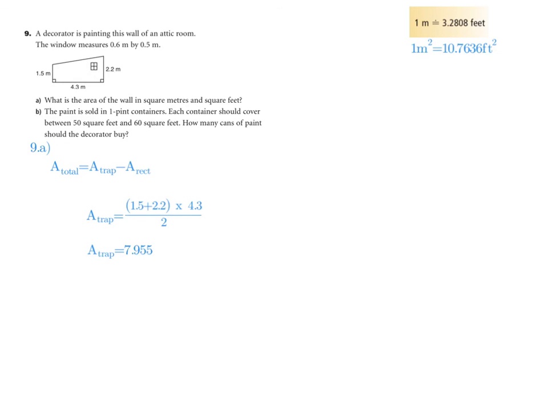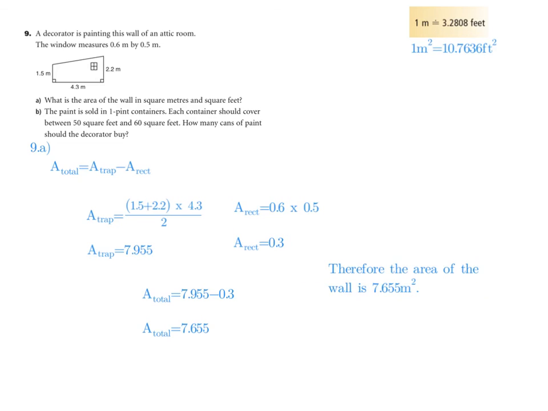Now we have to subtract the area of that little window, which is 0.6 by 0.5. Well, 6 times 5 is 30, so 0.6 times 0.5 is 0.3. Therefore, the area of that wall, not including that window, is 7.655 meters squared.